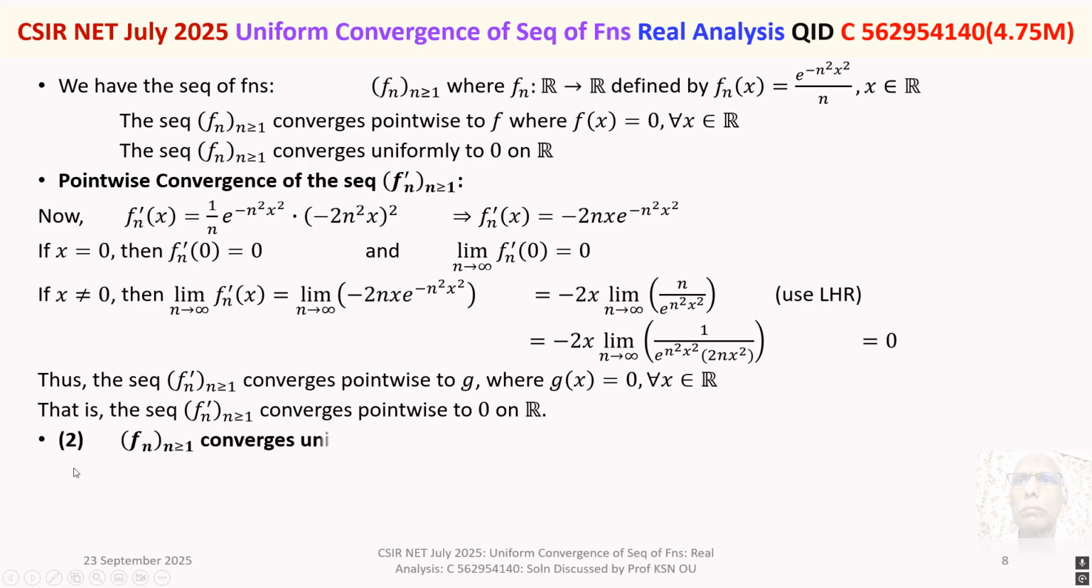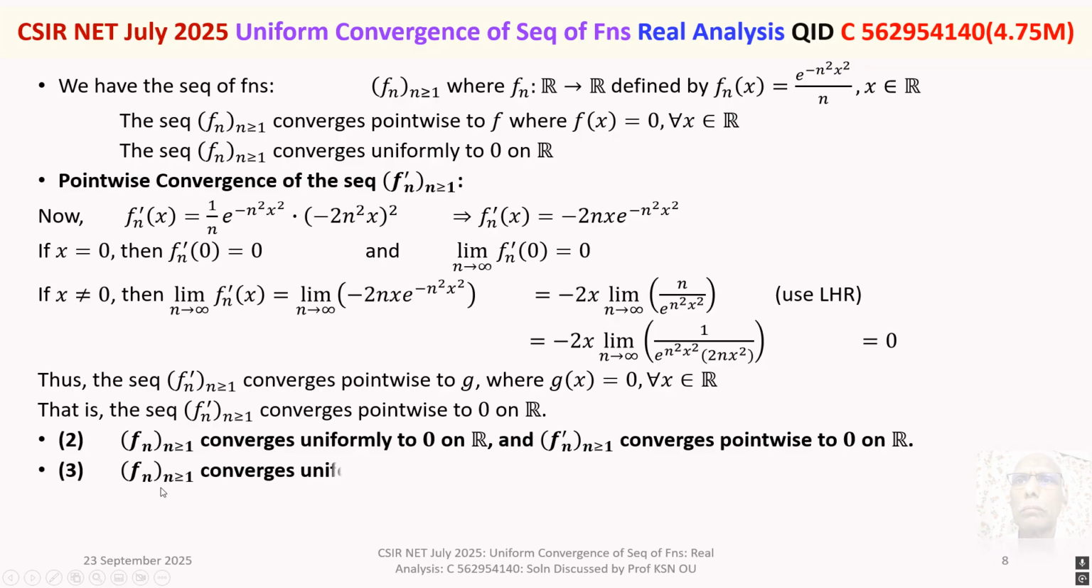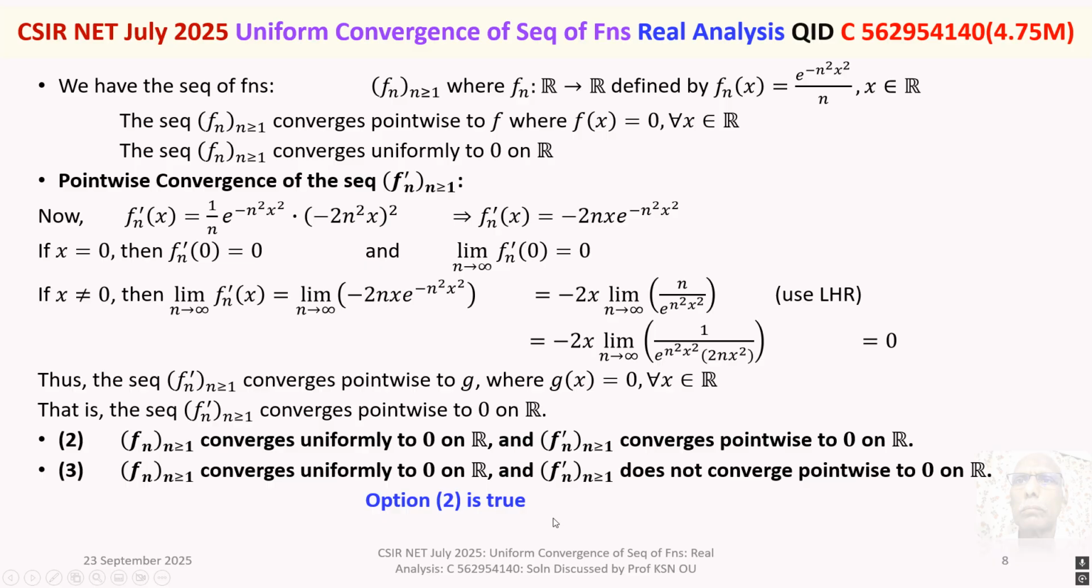We call on option 2, wherein it says Fn converges uniformly to 0 on R and Fn prime converges pointwise to 0 on R. Yes, both of them are true. Option 3 says Fn converges uniformly to 0 and Fn prime does not converge pointwise to 0 on R, which is false, because Fn prime does converge pointwise to 0 on R. Therefore, option 2 is true and option 3 is not true.